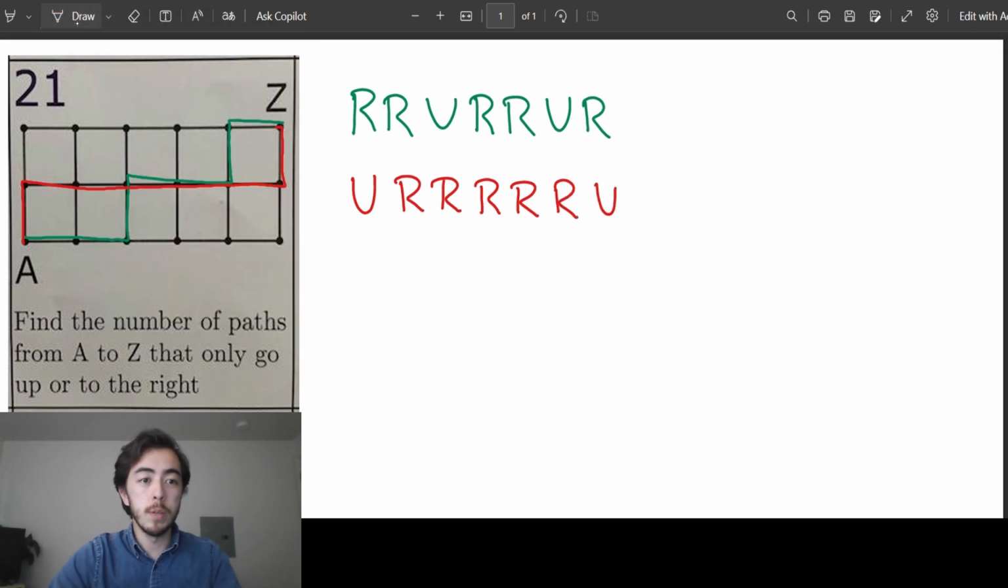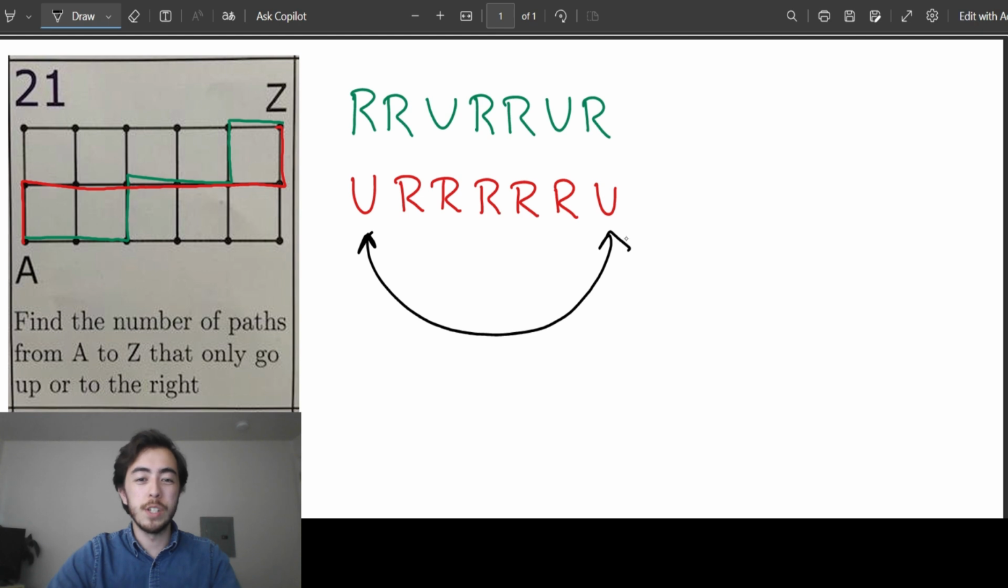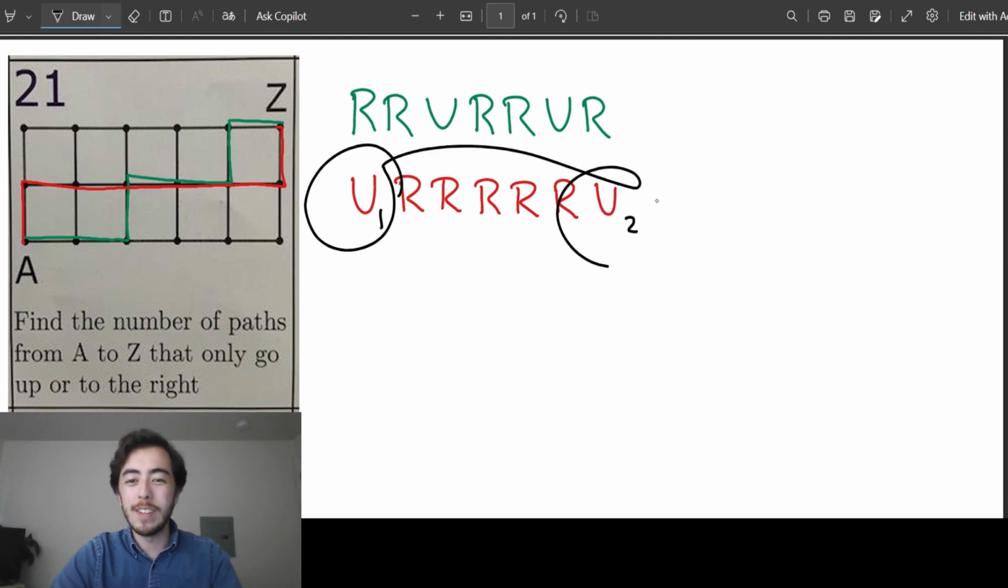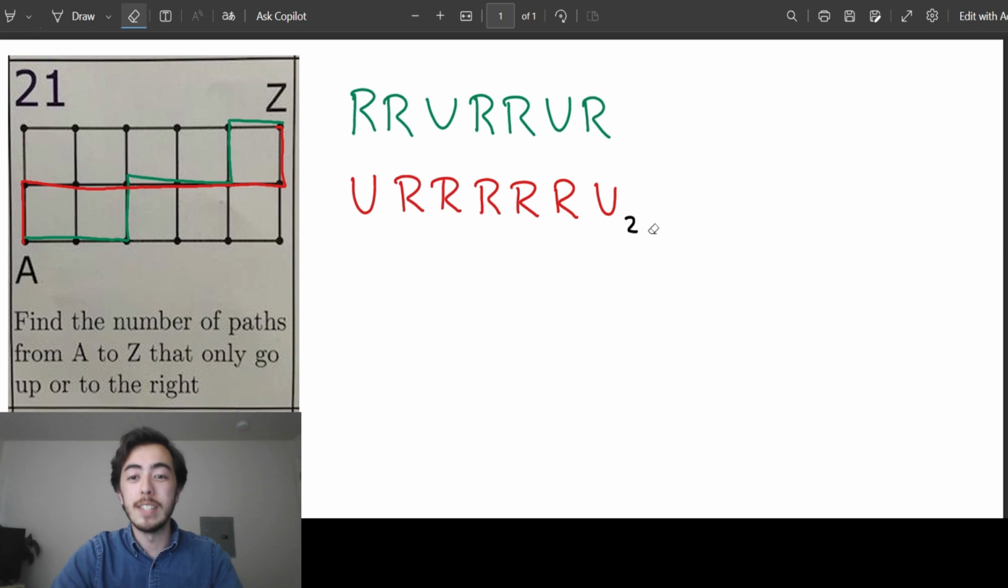And essentially what I'm doing here, depending on what path I'm taking, I'm rearranging 5 R's and 2 U's, but it doesn't really matter which U goes where. It's not like these are distinct from each other. It's not like I have secret subscripts on the bottom here. Both of these U's are essentially the same is what I'm getting at. They are indistinct from each other.